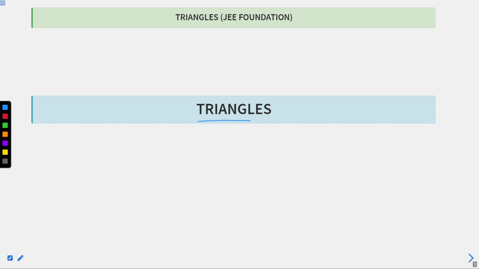topic triangles. We discussed the theory, we discussed examples. Now we do some more examples to polish the theory or the concept on triangles. So let's see some exercises or more examples.